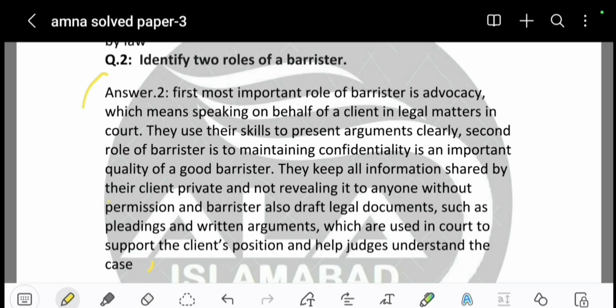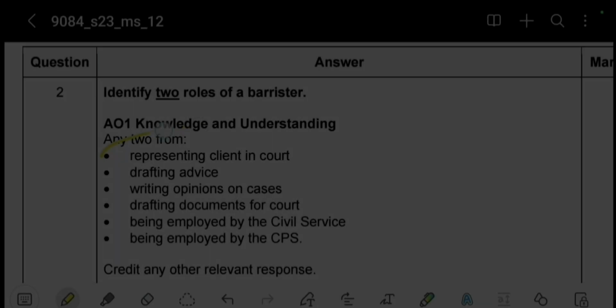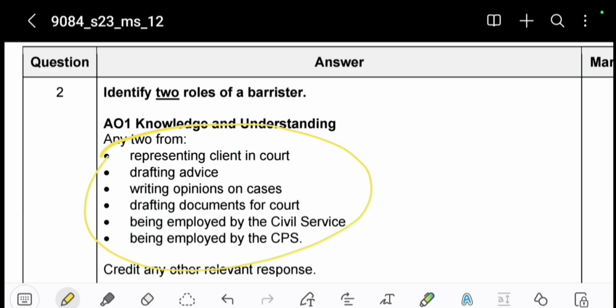So now we will see the marking scheme, but before going to the marking scheme, I'm going to highlight the roles. The first one is advocacy, the second one is maintaining confidentiality, and the third one is drafting legal documents. We will match them with the marking scheme. We have more than two roles.